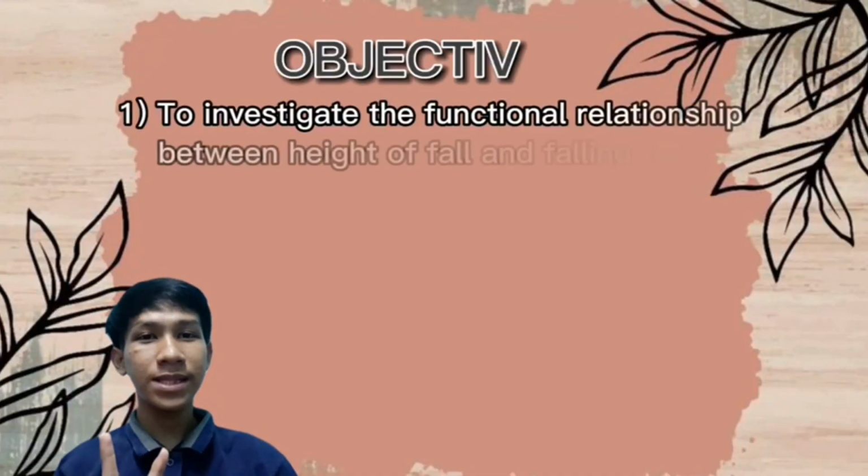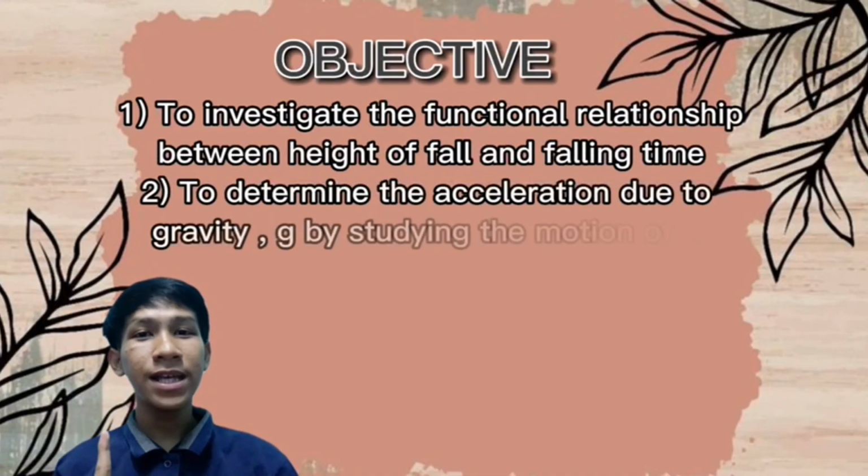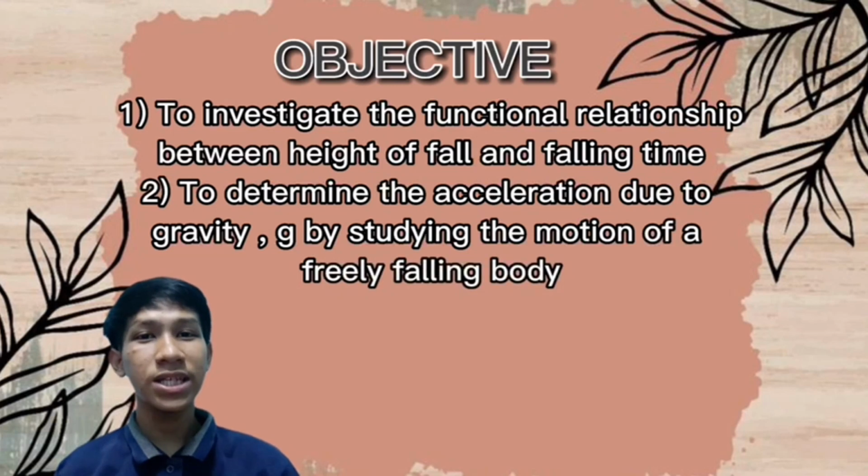There are two objectives of this experiment. First, to investigate the functional relationship between height of fall and falling time. Second, to determine the acceleration due to gravity by studying the motion of a freely falling body.